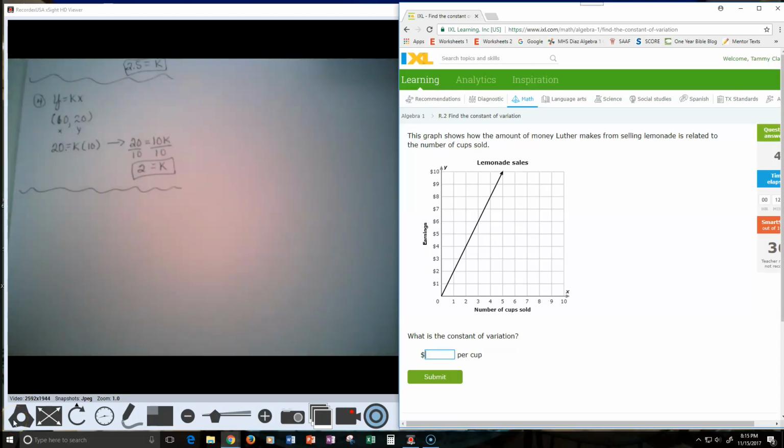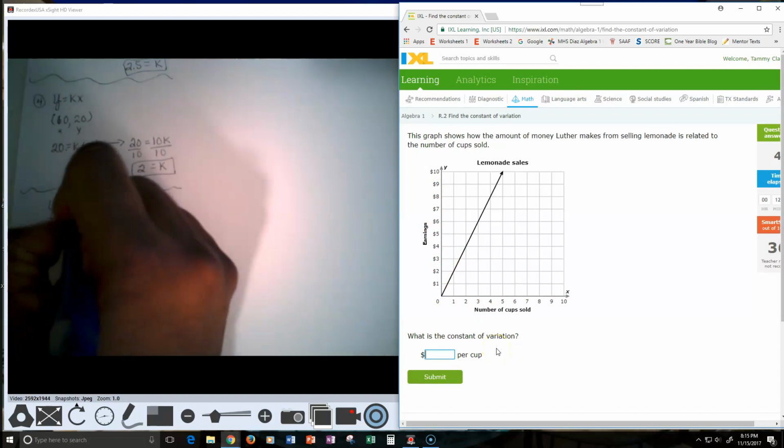Now, you may come across some money, so it's very important that you answer in dollars and cents, like this following example. This graph shows how the amount of money Luther makes from selling lemonade is related to the number of cups sold. So here we have our X, number of cups sold. The output is the total amount of money that we make based on the number of cups sold. So what is the constant of variation?